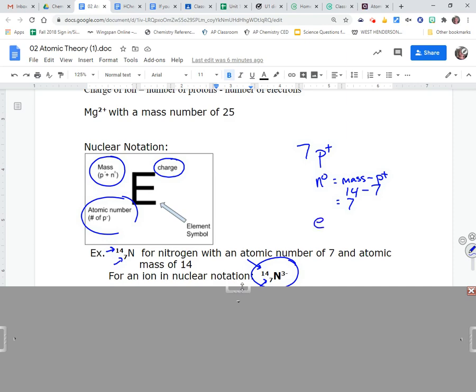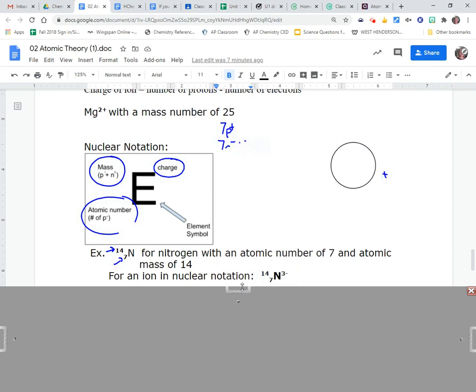And then for my electrons, it looks like a 3 negative here. So that means I have gained 3 electrons from the neutral point. At the neutral point, I'd have 7 protons and 7 electrons. I have gained 3 more negative things, so that means I'm going to have 10 electrons in this one as well.